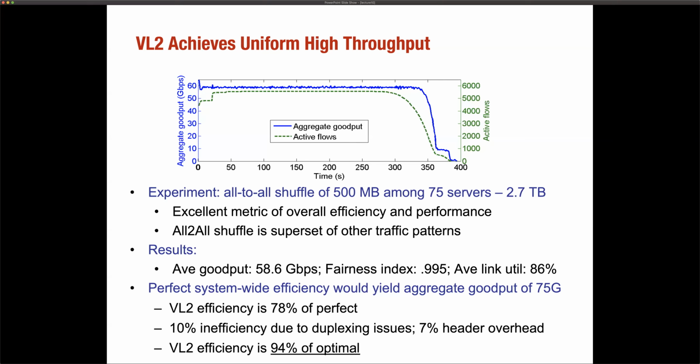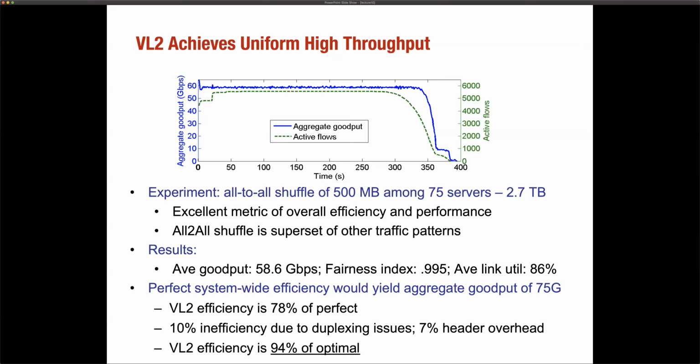As you can see, the number of active flows is basically how many 500 megabyte transfers are going on. It takes some time for the number of active flows to increase. That is indicated by the green line, and you can see that it peaks quickly, around 30 seconds or so. So it takes around 30 seconds for all of those flows to get active.